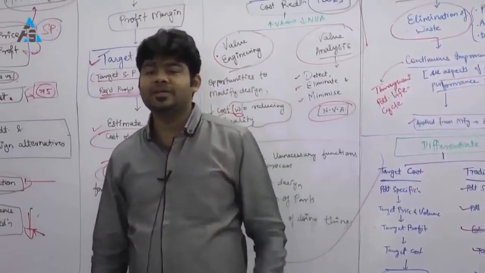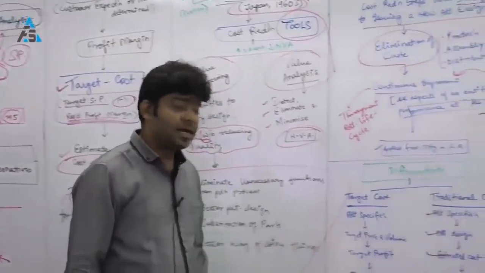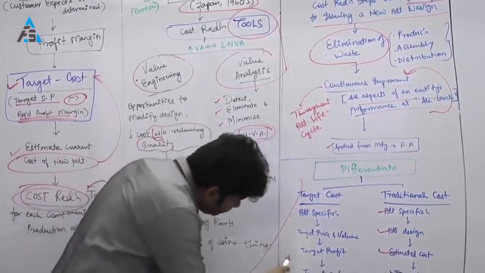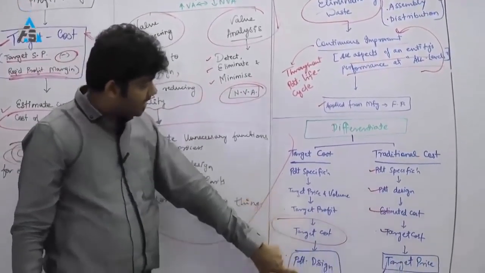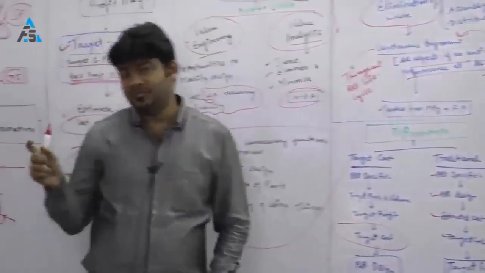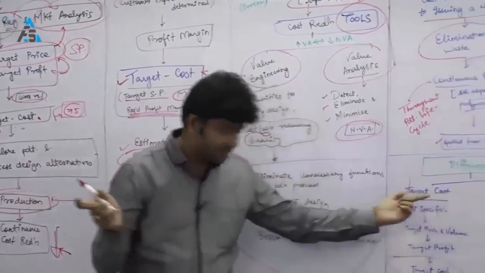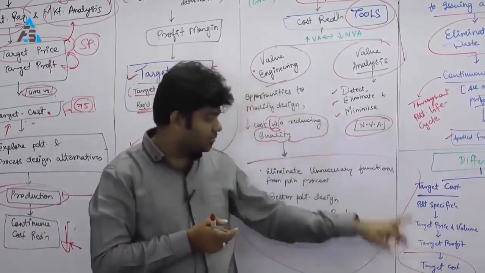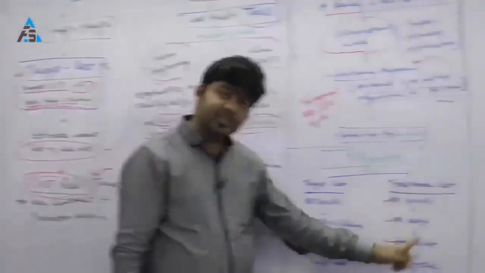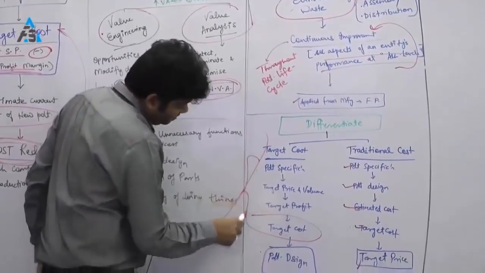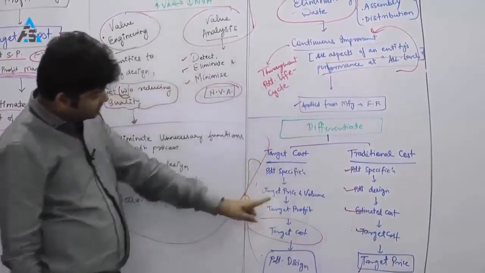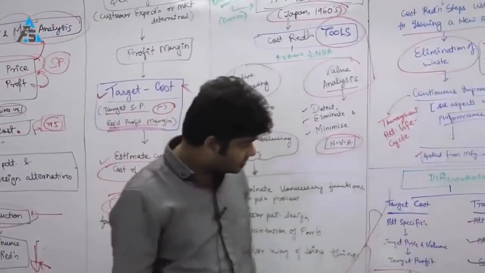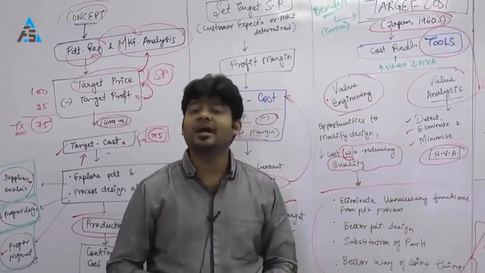Now it is more of backward integration. First you tell me what is going to be the target price. Based on that I will see what is my target profit based on the margins that I am planning. This will give me the target cost. And then I will design the product. Are you understanding? So traditionally it used to start with product specification, then design, then find out the cost. Here, first find out the cost, then design the product. Whereas in the new way, first find out the target price, which will give you the target profit, find out the target cost, and then you start designing the product. So this is the main differentiation between target cost and traditional cost.